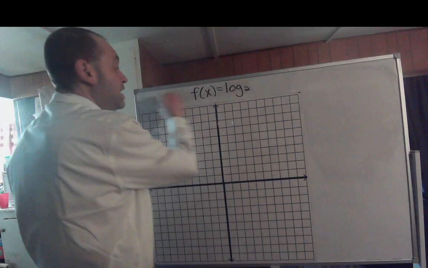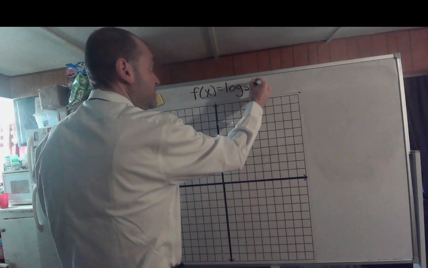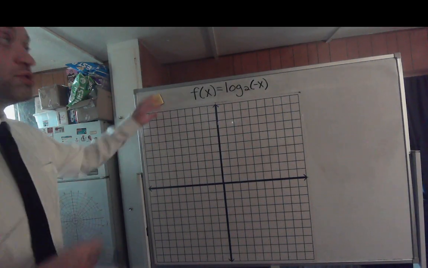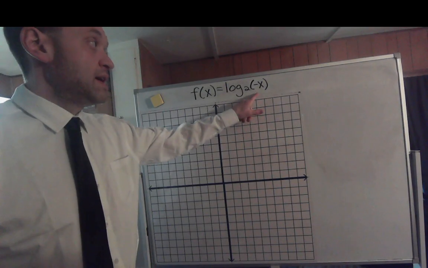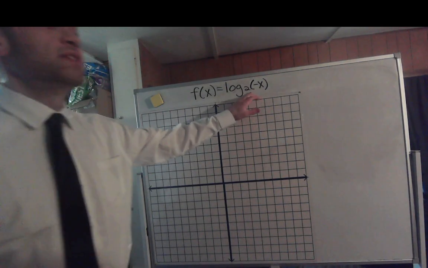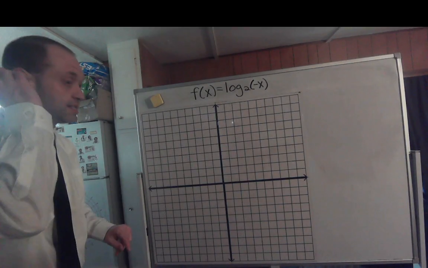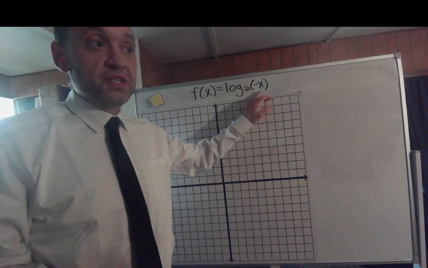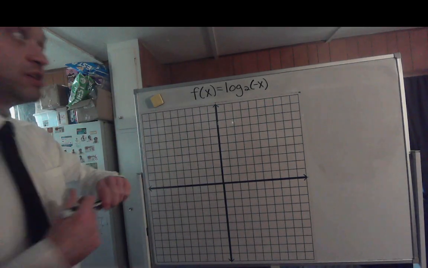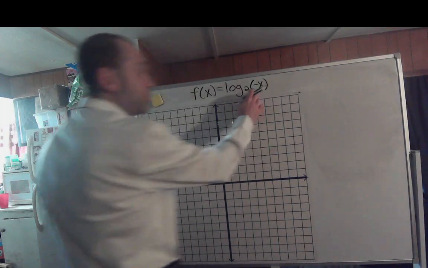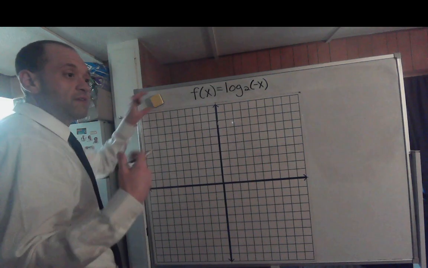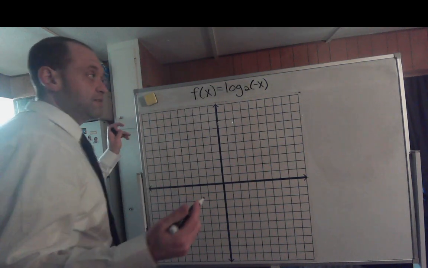What if I took log base 2 of -x? This indicates a reflection in the y-axis. Now, generally x has to be greater than 0, right? How are you going to find your asymptotes and find what values of x it's defined for?